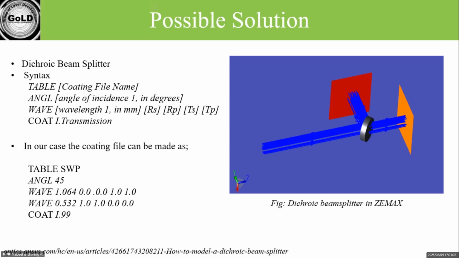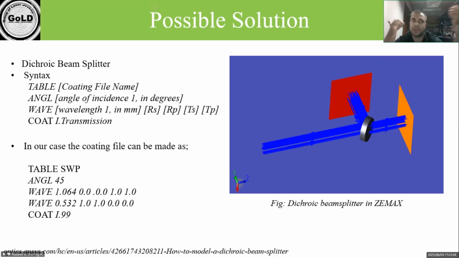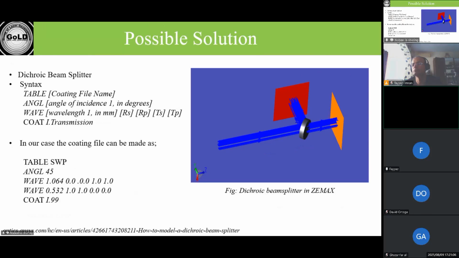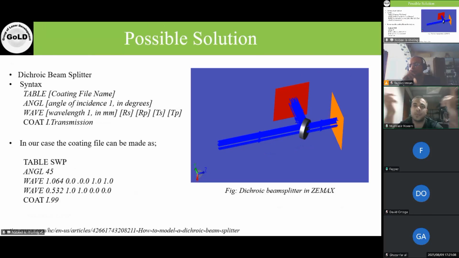So on the transmitted one we will get one kind of wavelength, and the reflected will be exactly the other one. So it is better to use mirrors with dichroic coating. That's good to go.